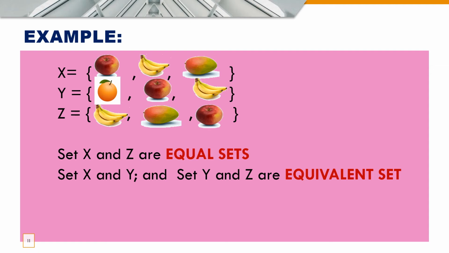Okay, set X and Y, and set Y and Z are equivalent sets. Bakit equivalent? Kasi ilang elements ba meron si X? 1, 2, 3. Ilang elements naman meron si Y? 1, 2, 3. Parehong may tatlong elements si X at saka si Y at saka si Y at Z. Though hindi lahat pareho sila mismo ng elements dun sa set. So, tandaan, si equivalent set ay pareho ang bilang ng bawat set. They contain the same number of elements.